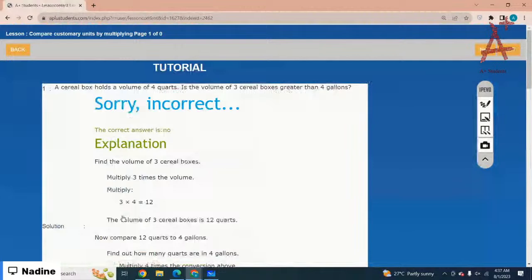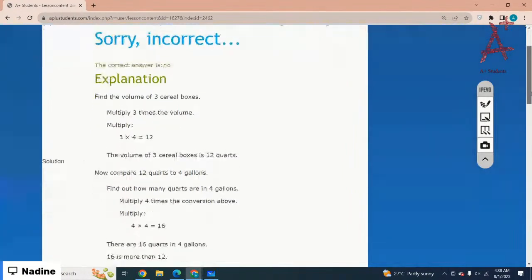A cereal box holds a volume of 4 quarts. Is the volume of 3 cereal boxes greater than 4 gallons? So in one box you have 4 quarts, right? So the volume of 3 cereal boxes is 3 times 4, which makes 12. That means now you have 12 quarts. So you have to compare 12 quarts to 4 gallons.